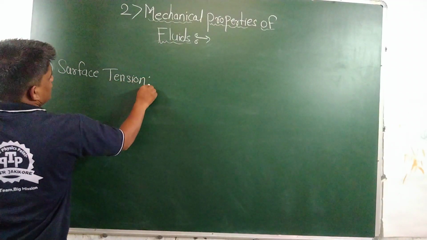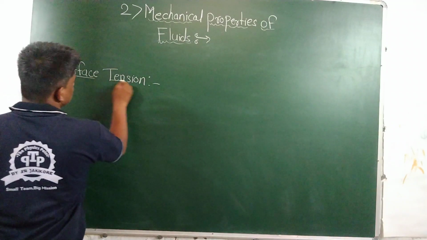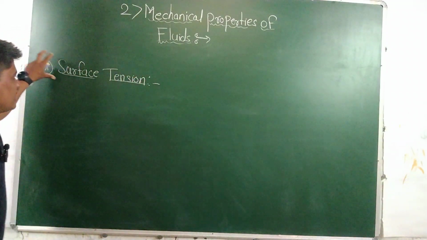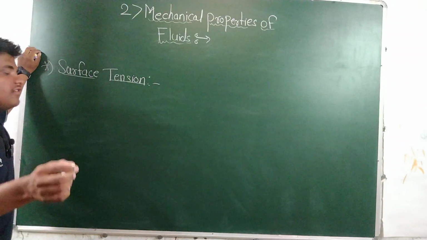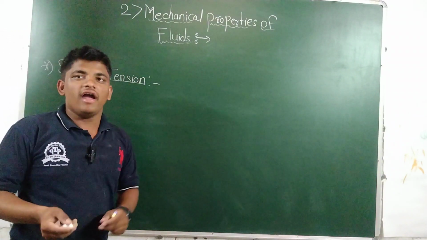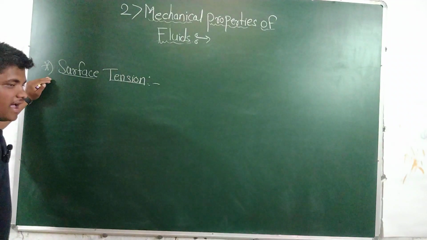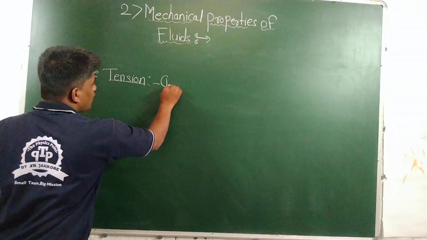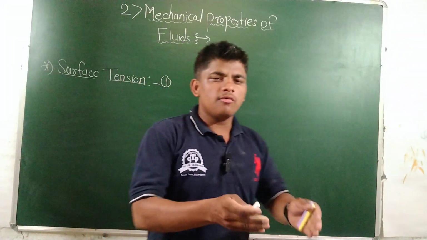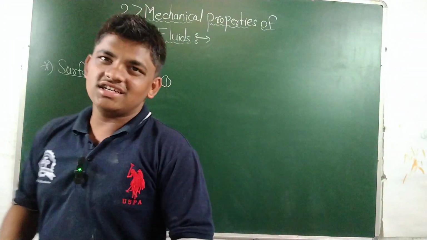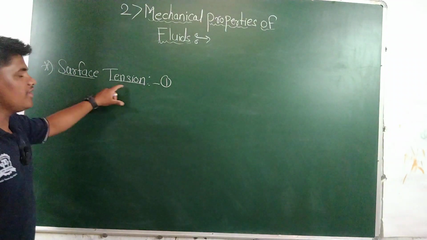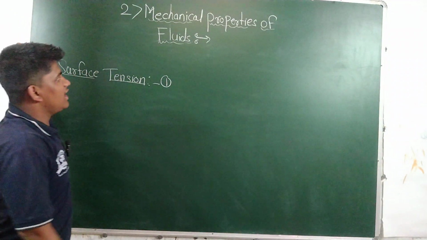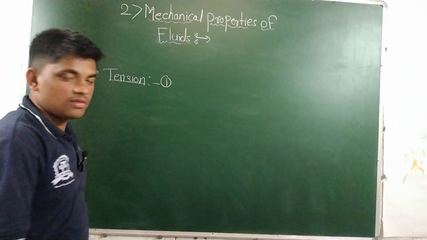Surface tension is a property that only shows in a liquid, not in gases. When we discuss surface tension, we just discuss liquids, and this is the most important and best property of a liquid. This is lecture number 1 on surface tension. There will be 2 to 3 lectures on this subtopic, which is considered under the topic mechanical properties of fluids.